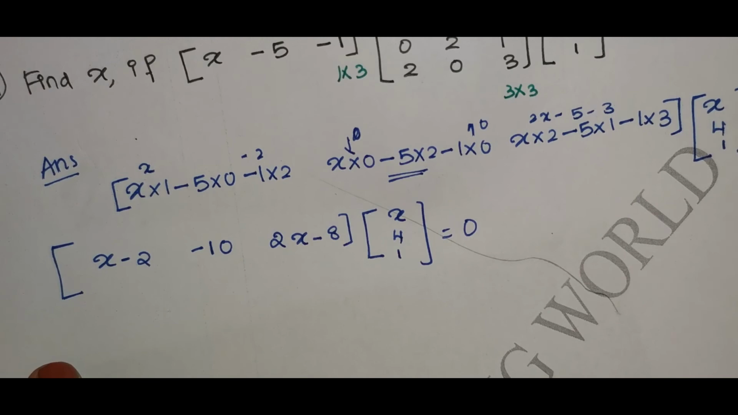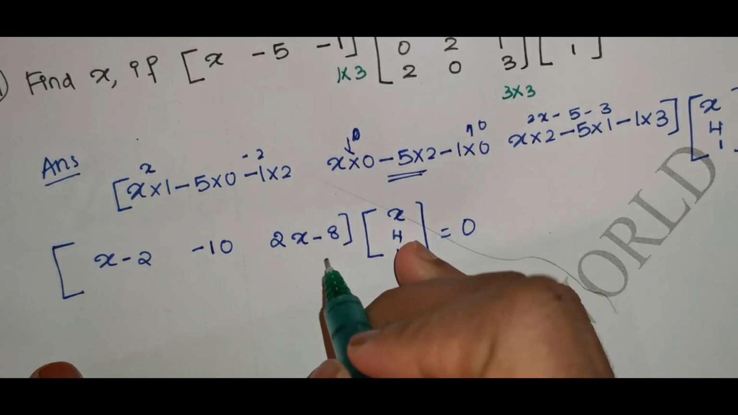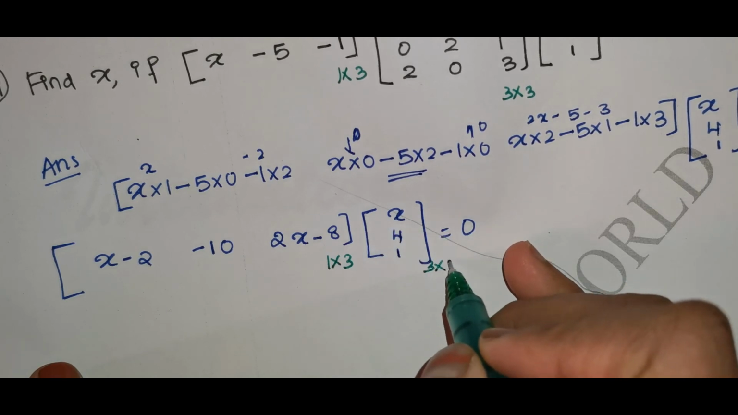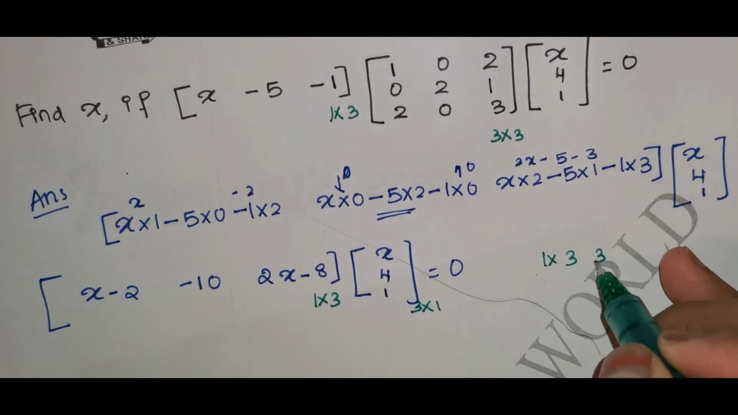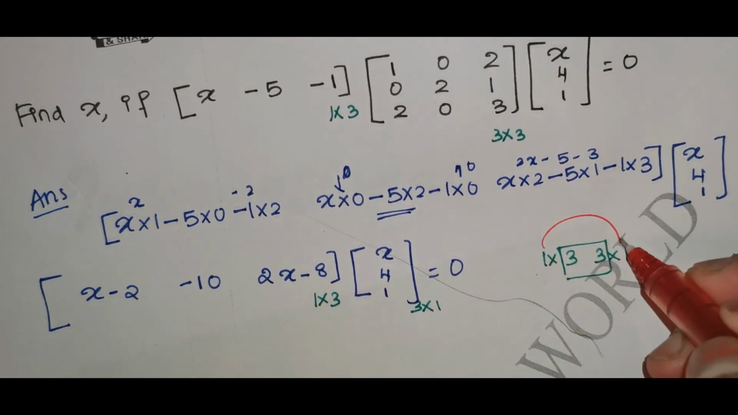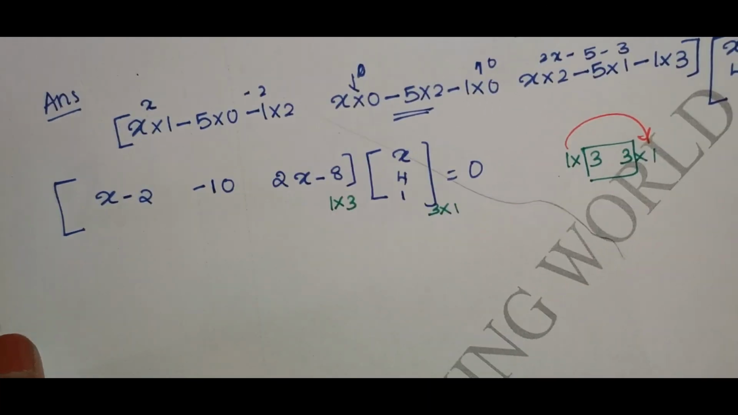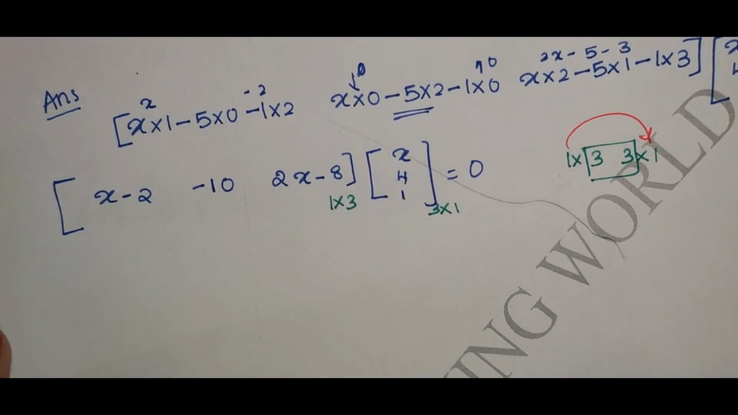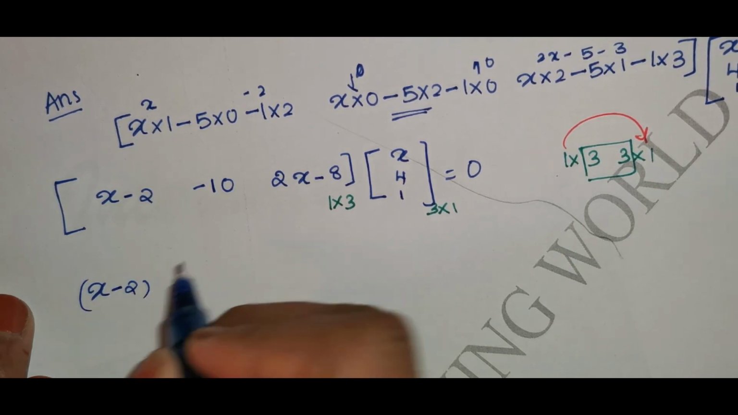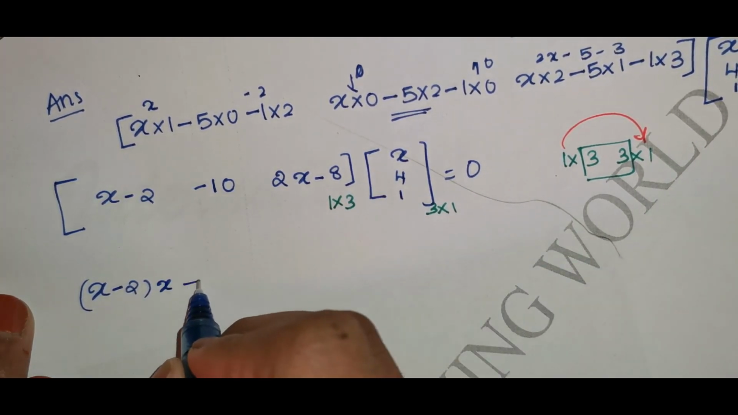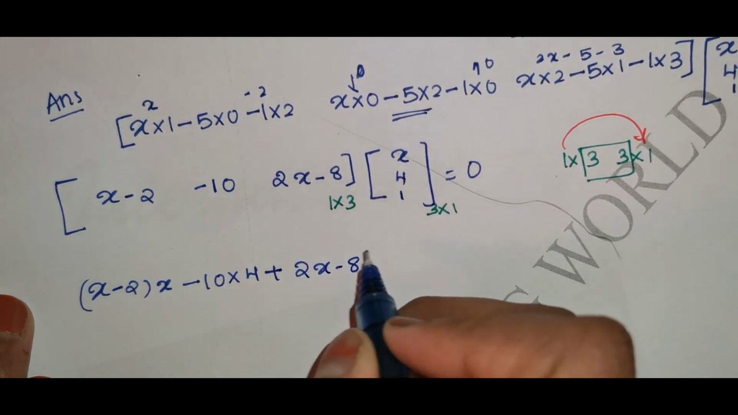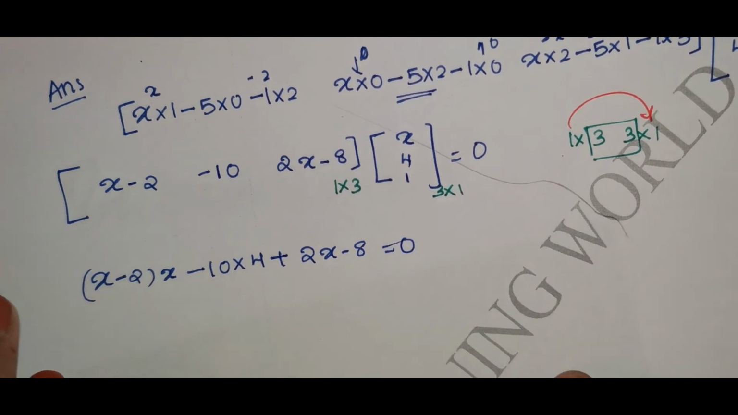Okay, next we are going to multiply these two matrices. This is a 1 by 3 matrix and this is a 3 by 1 matrix. 1 by 3 and 3 by 1. So the resulting matrix is a 1 by 1 matrix. Let me multiply this: x minus 2 into x, minus 10 into 4, plus 2x minus 8 into 1, that is equal to 0.